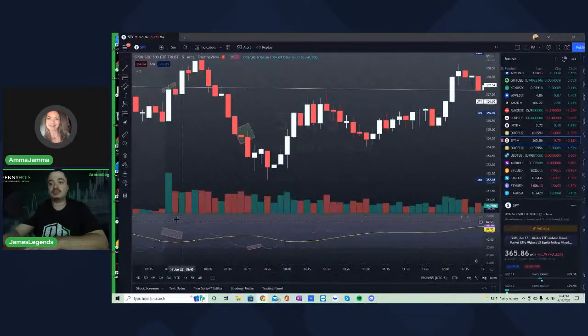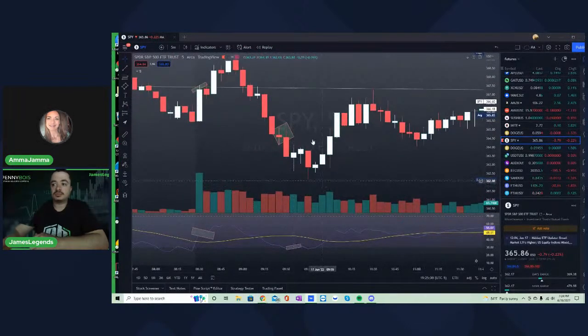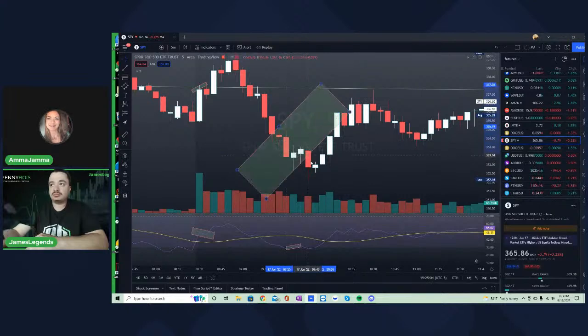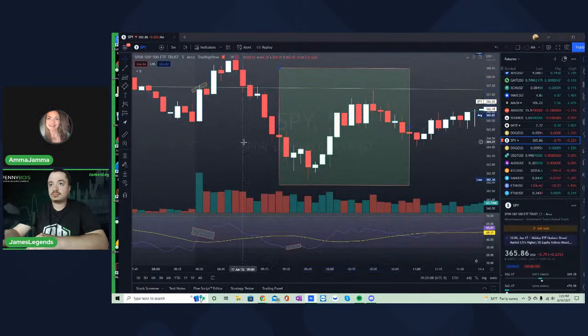I've got the chart pulled up here. I'm on the 5 minute of the SPY, of course. We're going to focus on this area here. Let me just highlight it so you guys know where to look. I'll show you exactly what I'm looking at when I'm entering a trade. It's a pretty nice setup here.